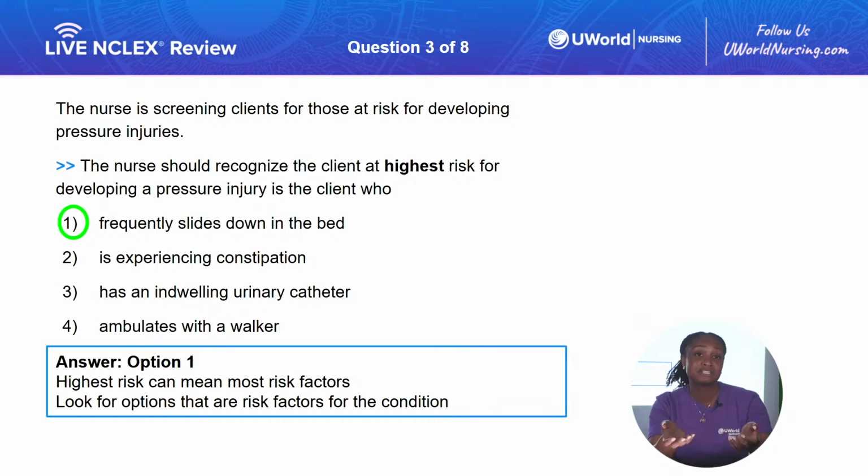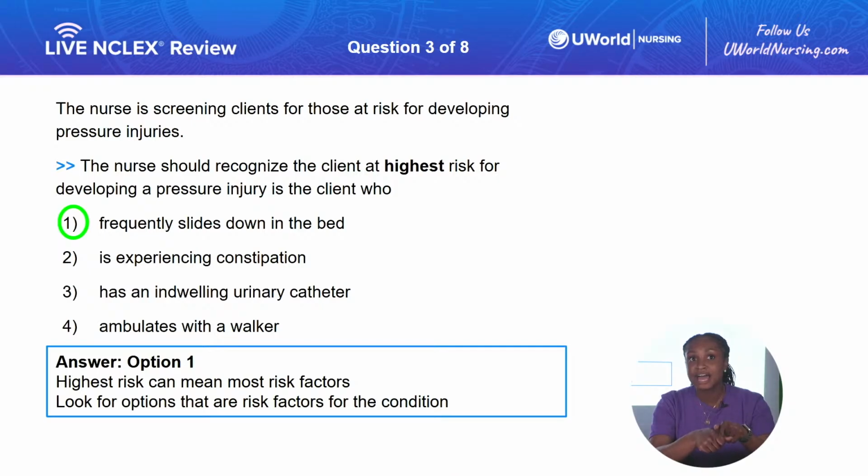Option 2 is experiencing constipation. This one would probably be one of the least likely. When you're having constipation, you're usually drier down there in the perineal area, so you're not having any moisture breakdown or skin breakdown in that aspect. So you're usually on the good side, but we do need to assess that constipation later.